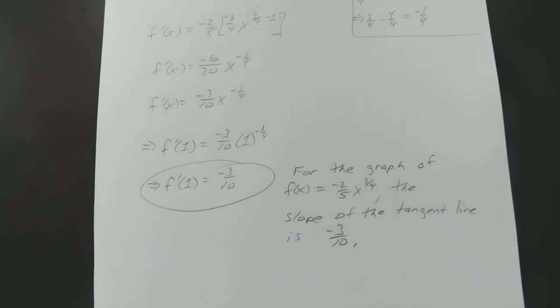Okay. So you may see the word derivative, you may see the word slope of the tangent line. The exact same thing. They have a million different ways of asking for the same thing.